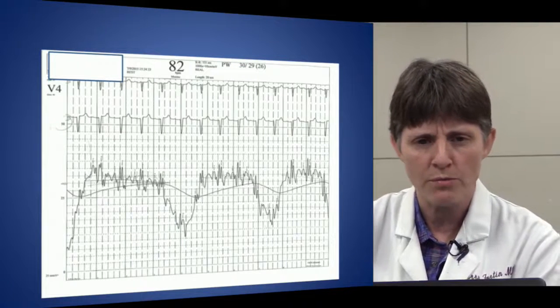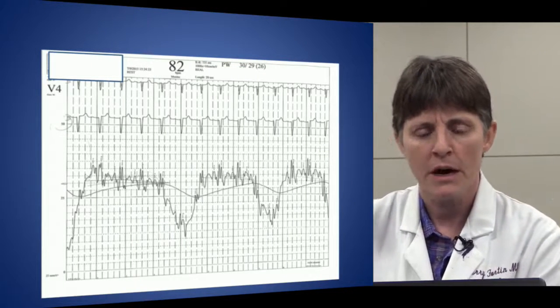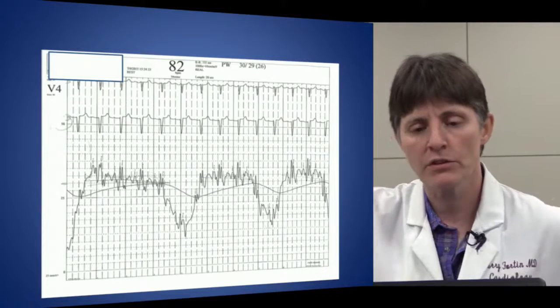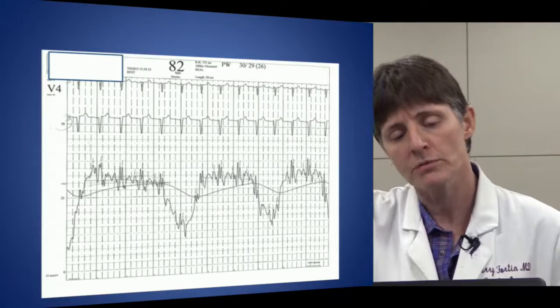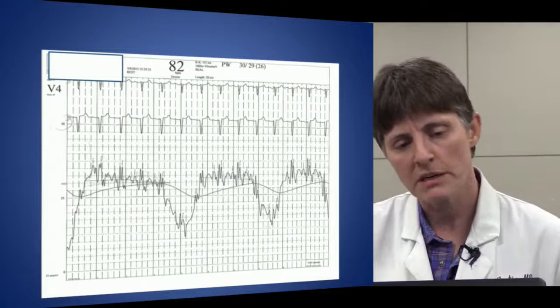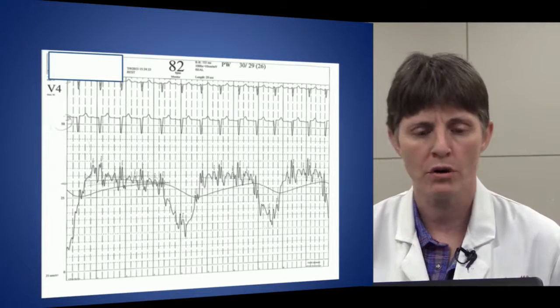This person's wedge is probably a mean of 30. And you can see the flat part at the top is end expiration. You see these little dips coming down, and that's when the person breathes in, you decrease intrathoracic pressure. So we would be picking a number along that flat part as our mean.